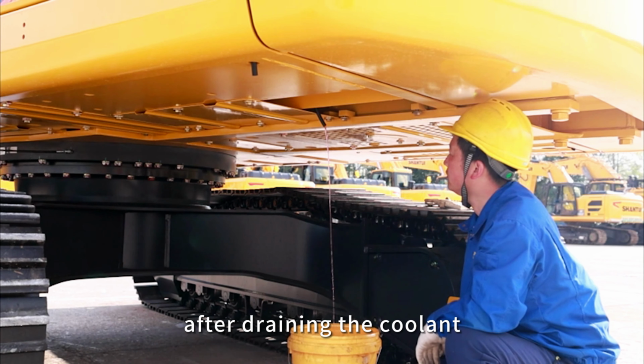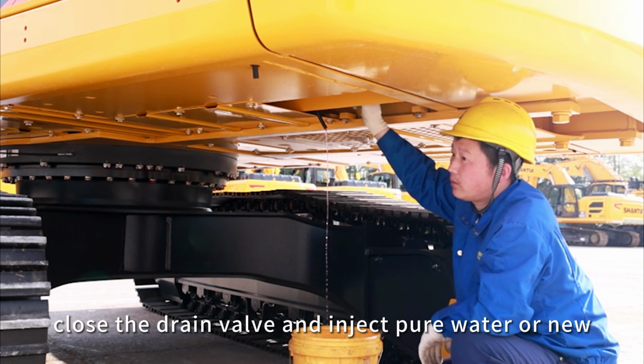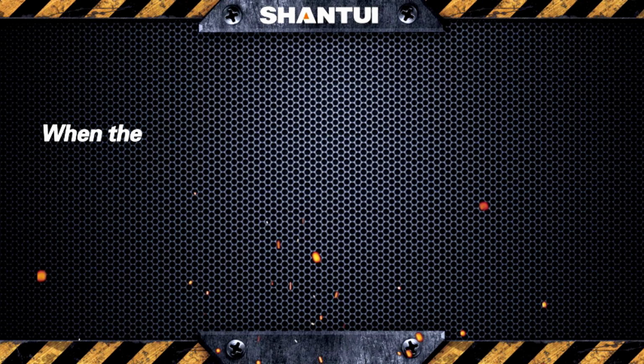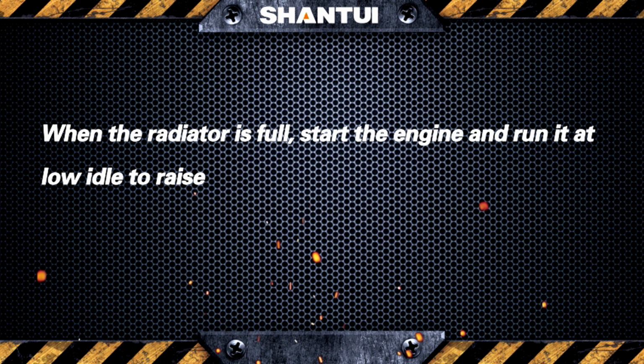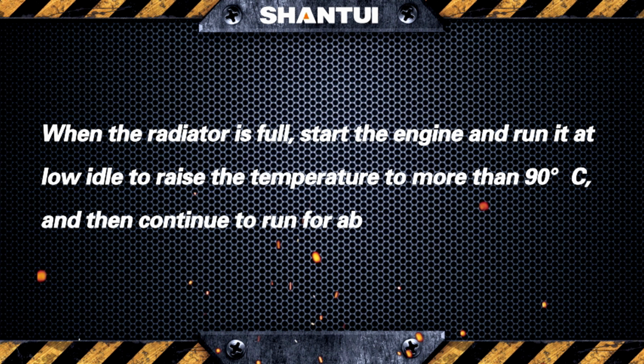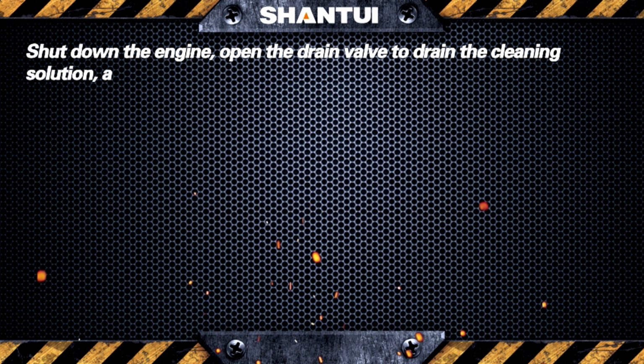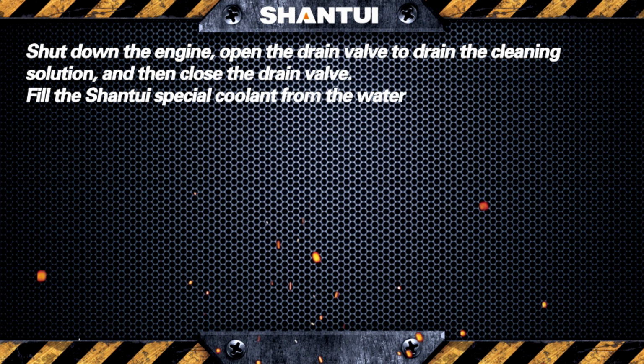After draining the coolant, close the drain valve and inject pure water or new anti-freezing fluid. When the radiator is full, start the engine and run it at low idle to raise the temperature to more than 90 degrees Celsius, and then continue to run for about 10 minutes. Shut down the engine, open the drain valve to drain the cleaning solution, and then close the drain valve. Fill the SHANTUI special coolant from the water filler port of the radiator.